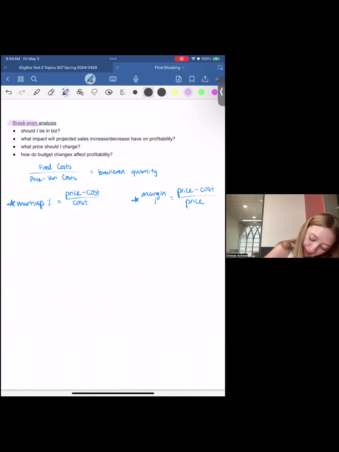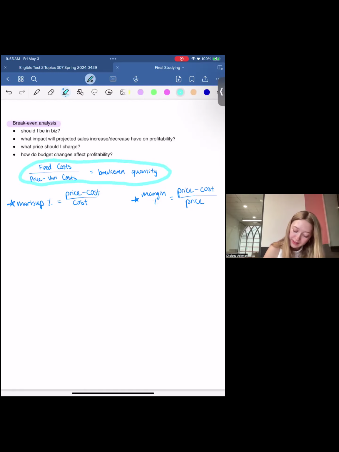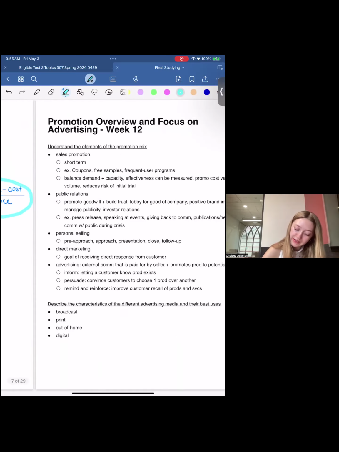And lastly, break-even analysis. This looks at, should you be in business? What impact will projected sales increase or decrease have on profitability? What price should you charge? And how do budget changes affect profitability? Fixed costs divided by your price minus variable costs will give you your break-even quantity. We're going to look at these equations in another unit, but it's important to note that the markup percentage is price minus cost over cost, and the margin percentage is price minus cost over price. That is all of pricing.